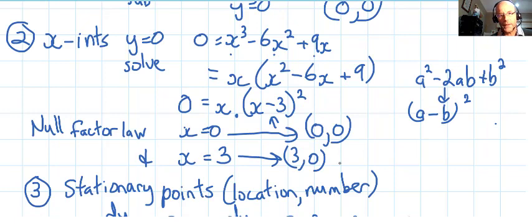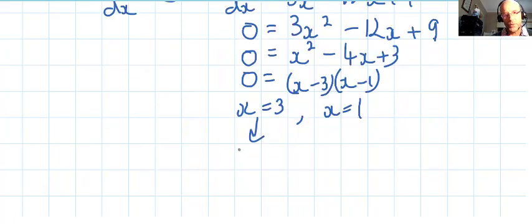If you look back here, we already know what happens in the function if we sub in 3. If we sub in x equals 3, we get y equals 0. So that point, that x-intercept, is also a stationary point. It has two jobs, just like (0, 0) had two jobs. All right, very talented. So that stationary point occurs at (3, 0).